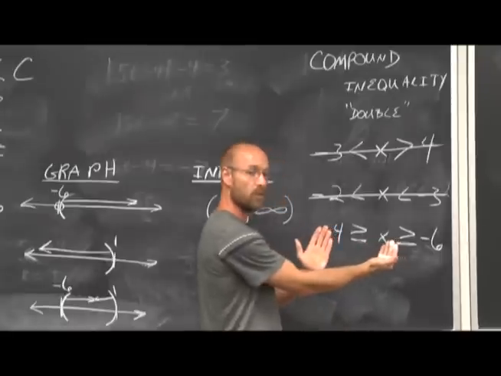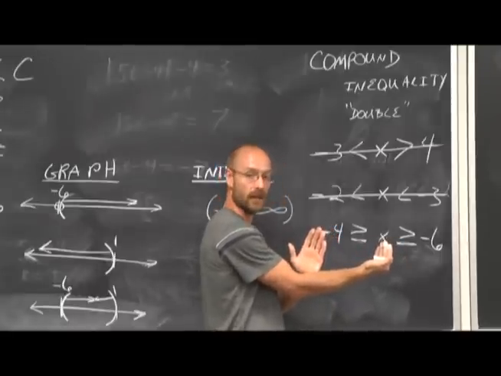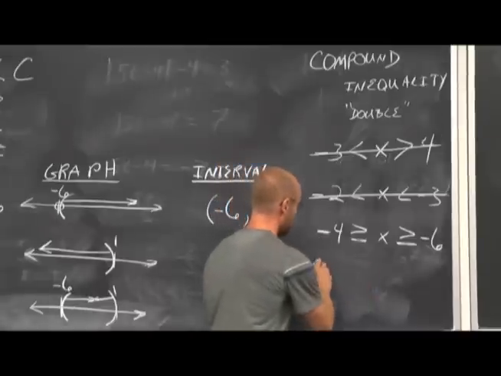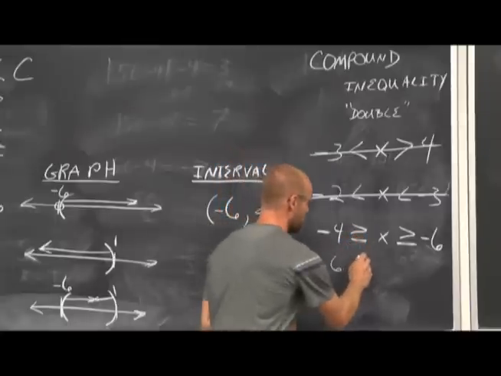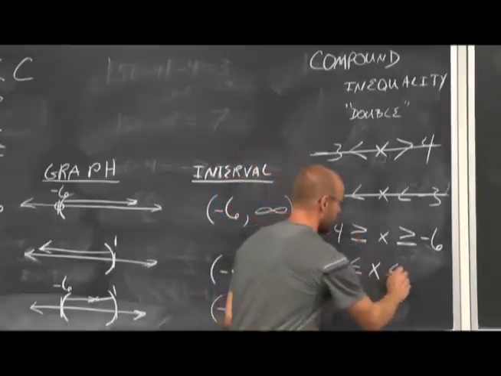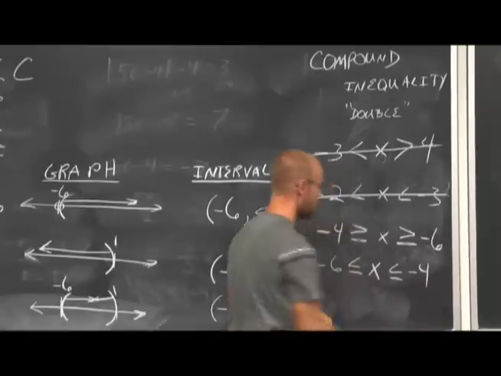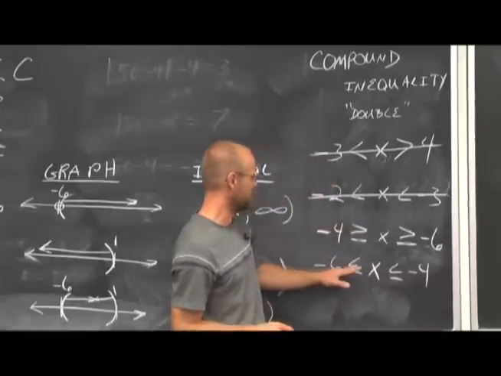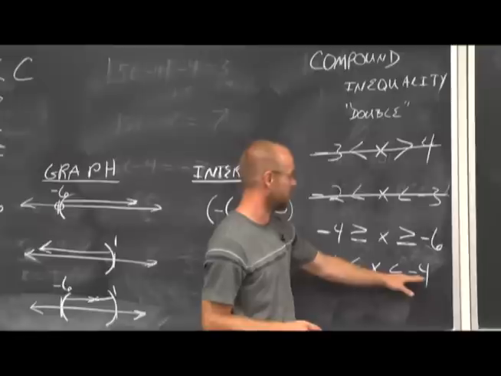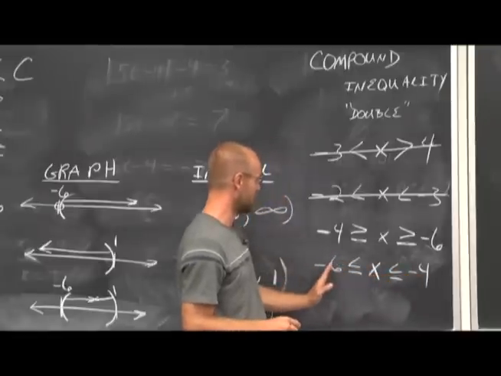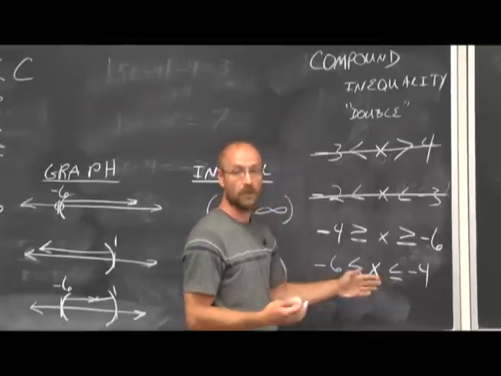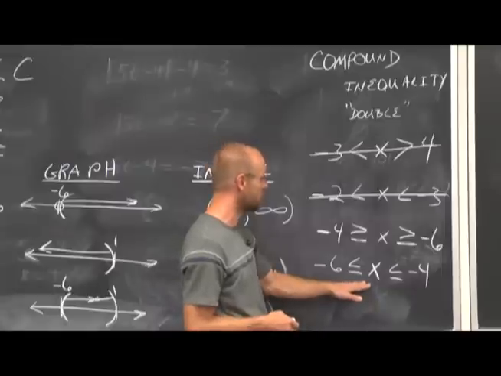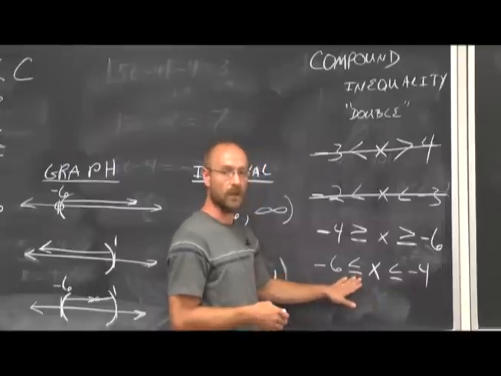If I can pull it off the board and look at it from the other side, just turn it around, we'd have the -6 over here. And by flipping it around, that's going to change the direction of my symbols. And I essentially have -6 is less than or equal to x is less than or equal to -4. And it does go from least to greatest. And these are less than, or in this case, less than or equal to symbols. This is a proper double inequality.